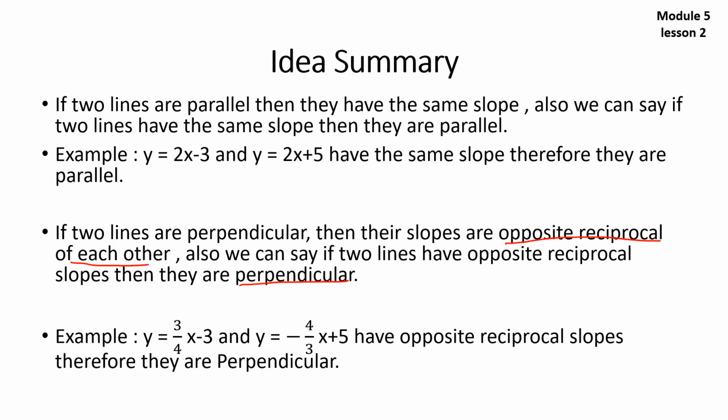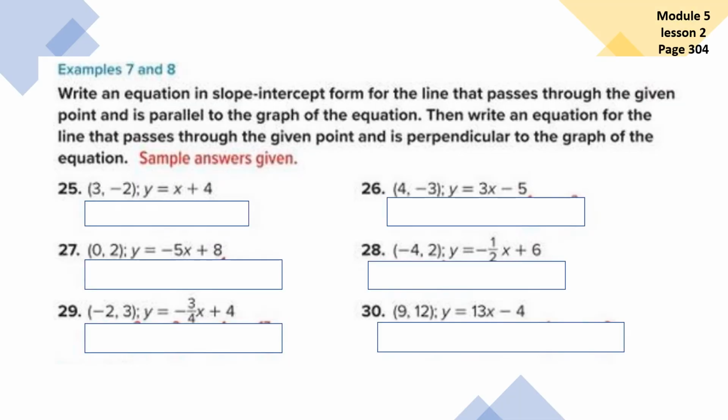So you know that when perpendicular lines are there, one slope is like 3 by 4, the other is the negative reciprocal, negative 4 by 3. So here when slopes are equal, they are parallel. Here when slopes are negative reciprocals, they are perpendicular. So this concept will be used in module 5, lesson 2, page 304.